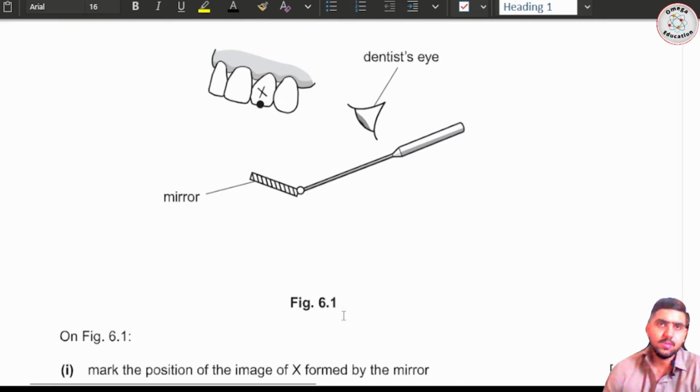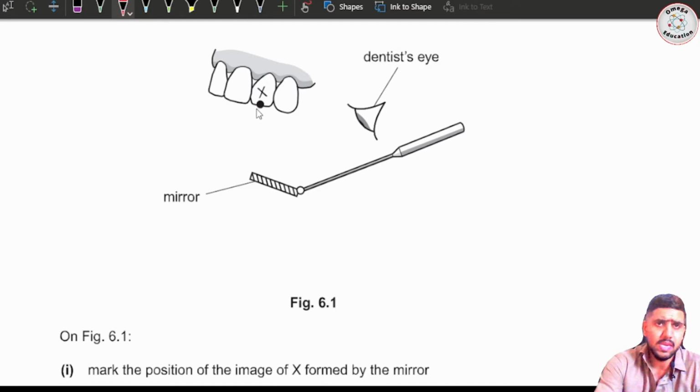So this is basically the case in which you're provided with the object in front of the mirror and the eye is also given. But we'll be dealing with that in the next part. In the first part only, we have to mention the position of the image formed by the mirror. So you see, we know from the properties of the image formed by the mirror that the image is equidistant from the mirror and it is in the same line with respect to the object.